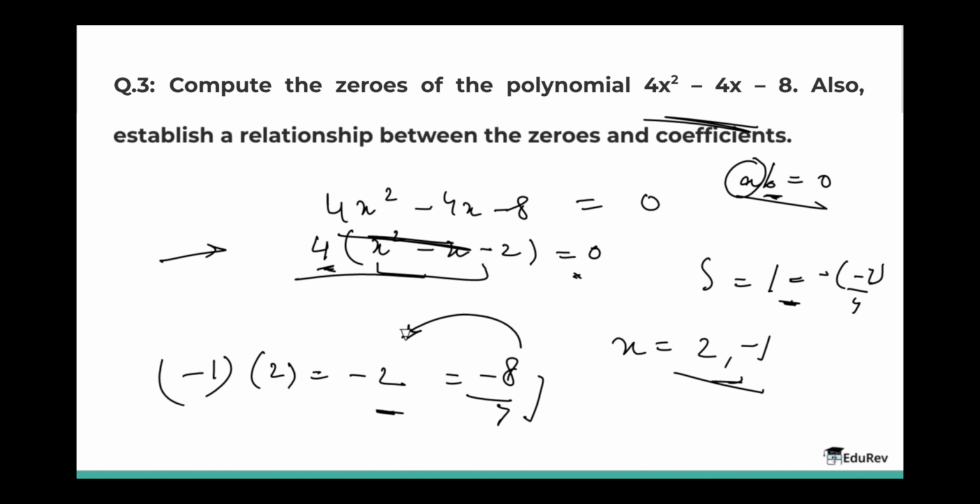So this is equated to this. Hence, left hand side is equal to the right hand side. And we have proved the relationship between zeros and coefficients by both the equations, that is sum of the zeros and product of the zeros as well.